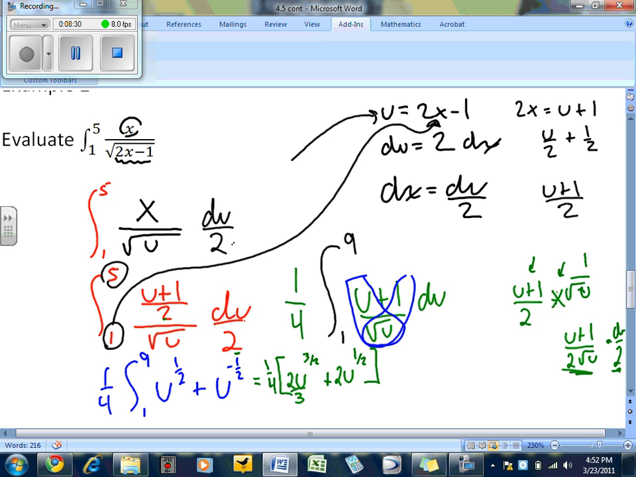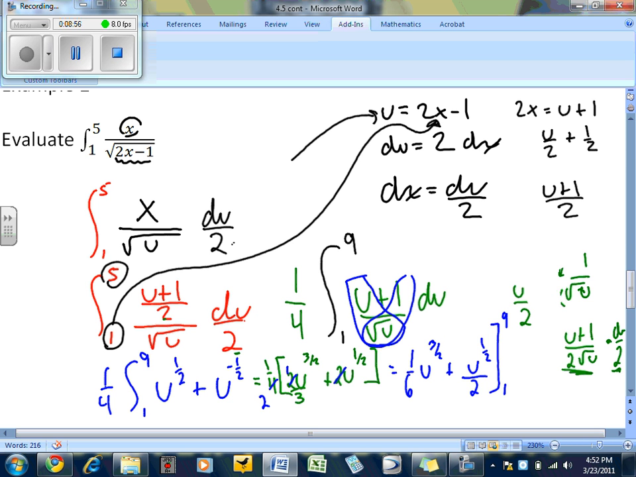Let's bring our 1/4 through. When we bring our 1/4 through on this one, this is going to cancel out to be a 2. This will be a 1. So I'm going to have 1/6 u to the 3/2 power. Plus, then when I cancel, this 2 is going to cancel out. It's going to be a 2 as well. So I'm going to have u to the 1/2 all over 2. And we need to evaluate this at our new limits, which are 9 and 1.